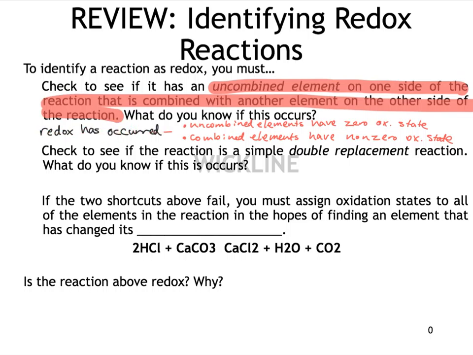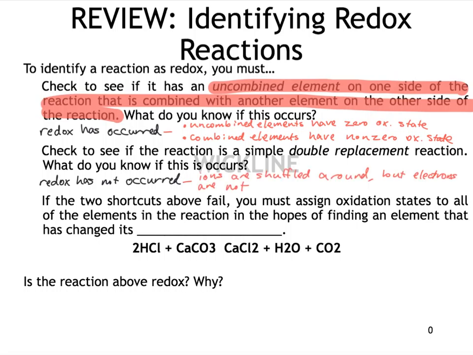Now the other option is whether or not you can identify a double replacement reaction. If you can identify a double replacement reaction, you should know that redox has not occurred. And we know this because in a double replacement reaction, ions get shuffled around, but electrons do not.